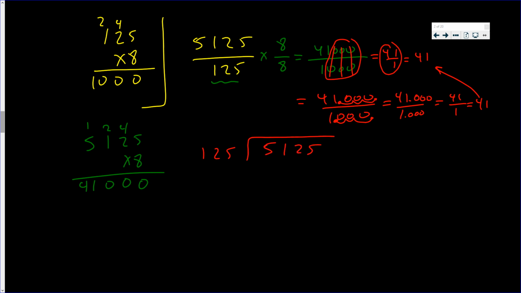Who wants to do 125 into 5,125? Who wants to do that? 125 doesn't go into 5 even one time. It doesn't go into 51 even one time. But it goes into 512. 4 times 125 is 500. You subtract, you get 12. Bring down the 5, and 125 goes into 125 one time.